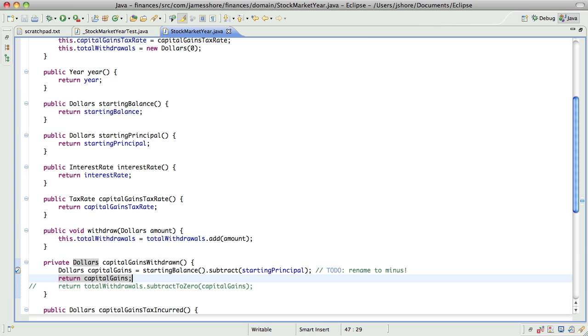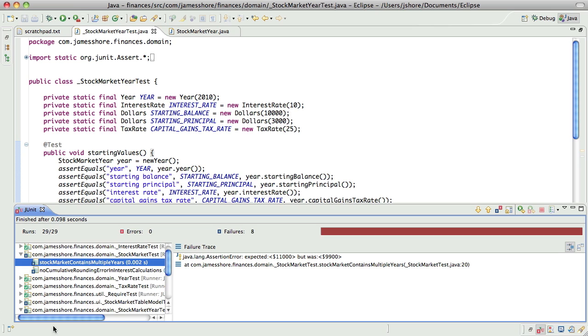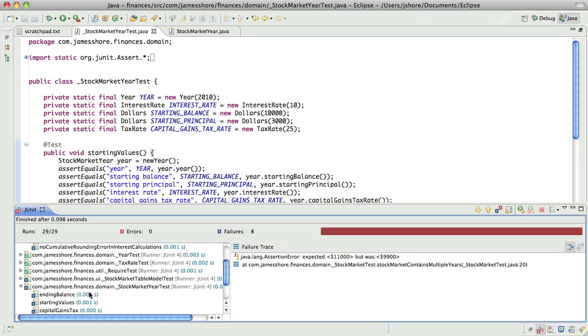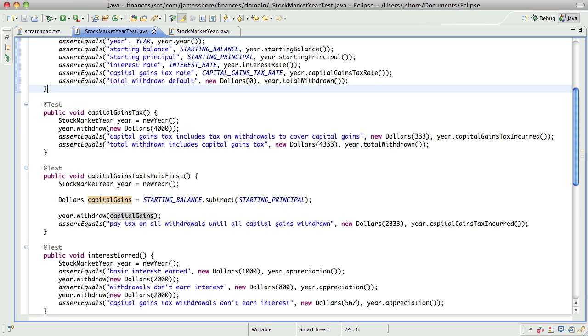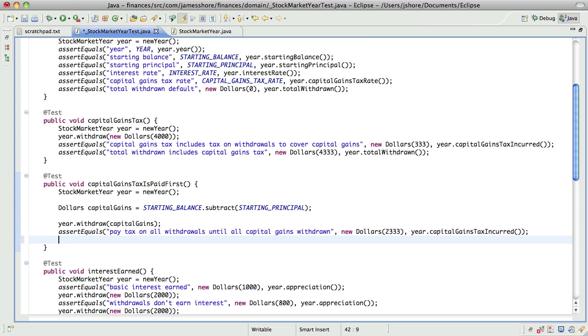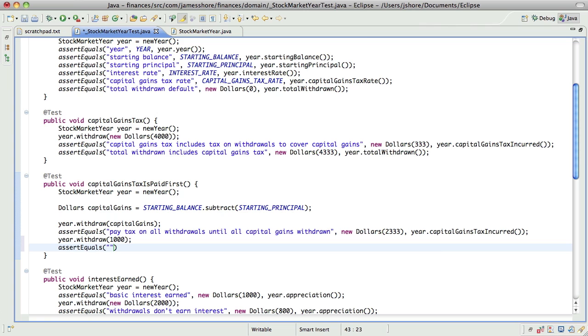And let's see what happens if we run that. Well, other stuff is going to fail. But that is passing. So let's go ahead and explore that a little further. Furthermore, we want to say that once we withdraw more, so let's withdraw another 1,000, we'll pay no more tax once all capital gains are withdrawn. So it should still be 2,333. And that should still work properly.